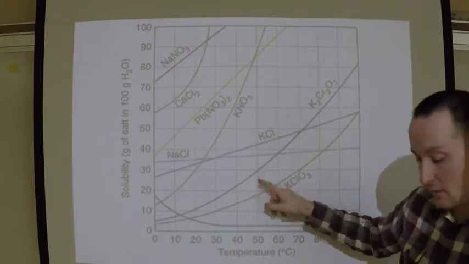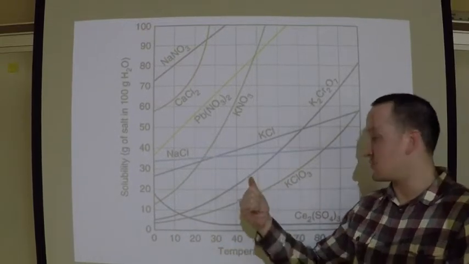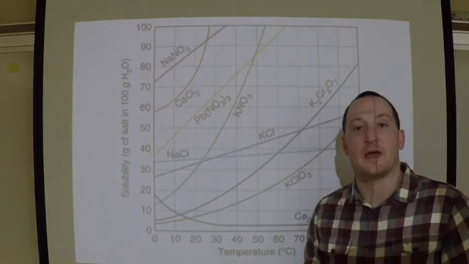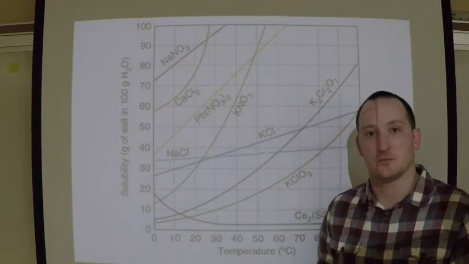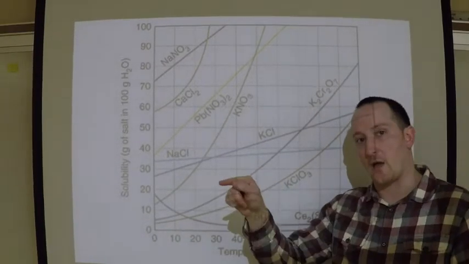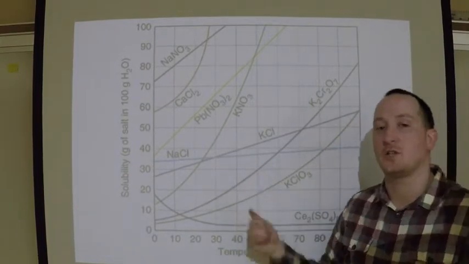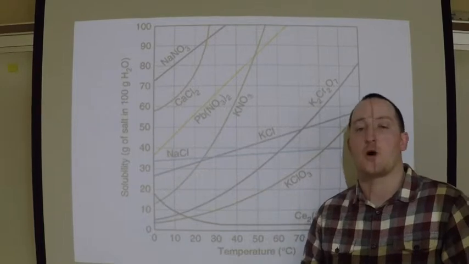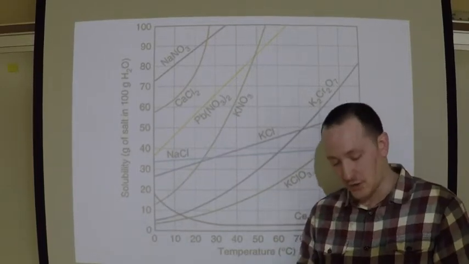So here's what that means. That means that at that point, since it's right on the line for K2Cr2O7, this would form a saturated solution, okay, because it's right on the line. I have dissolved as much K2Cr2O7 in that 100 grams of water as I possibly could, so it's saturated.